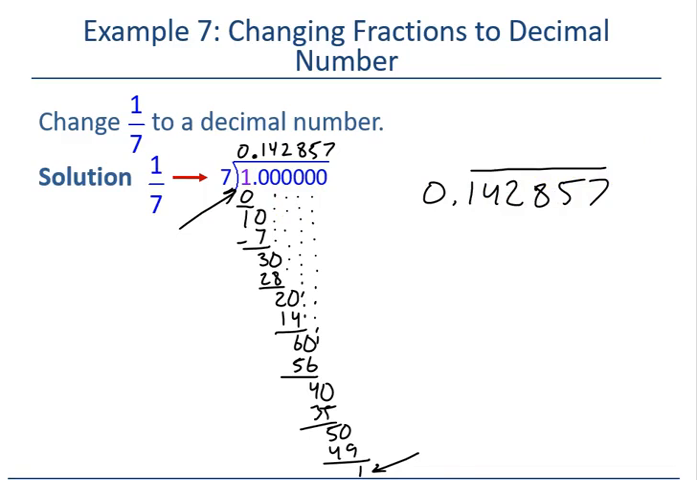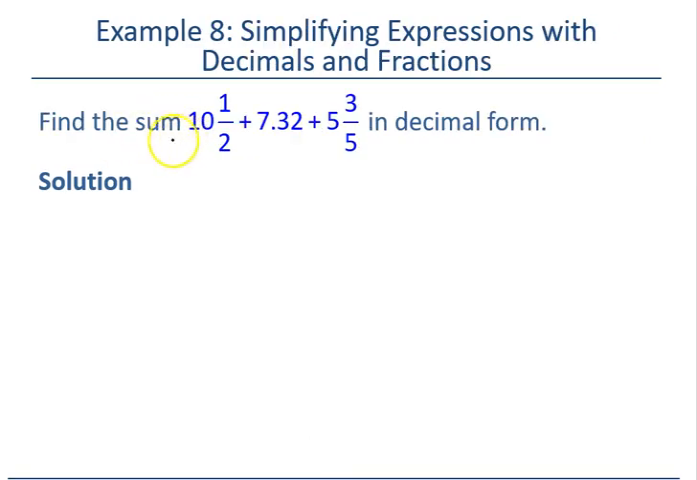So let's come here and do another one. Find the sum of 10 1/2 plus 7.32 plus 5 3/5. Okay, it depends on how you want to do this. You could go, do I want to turn everything into a decimal, or do I want to write everything as a fraction? Well, notice they kind of help you out by saying to put this all in decimal form.